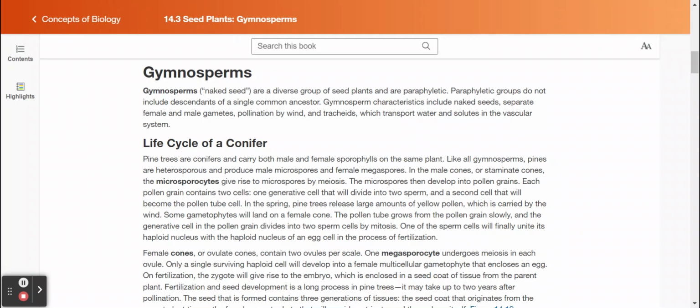Gymnosperms. Gymnosperms, or naked seed, are a diverse group of seed plants and are paraphyletic. Paraphyletic groups do not include descendants of a single common ancestor. Gymnosperm characteristics include naked seeds, separate male and female gametes, pollination by wind, and tracheids, which transport water and solutes in the vascular system.